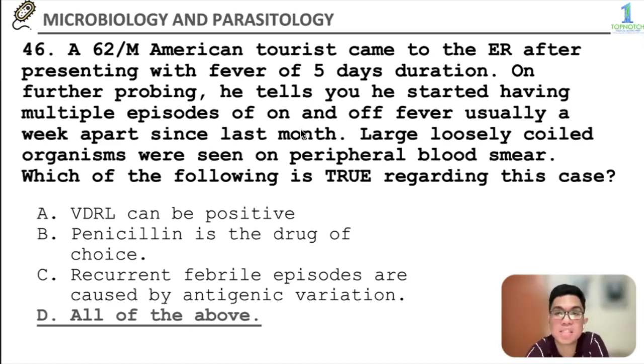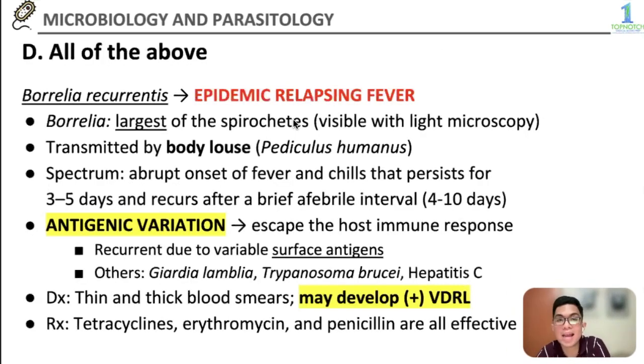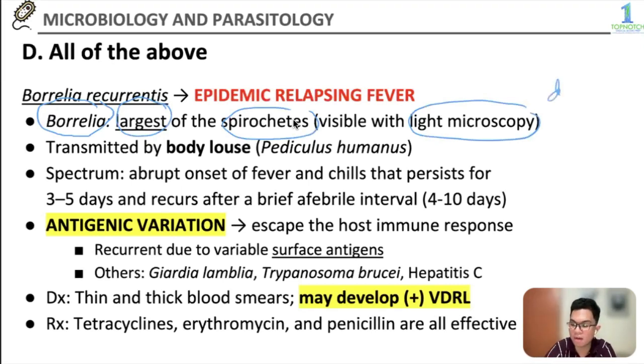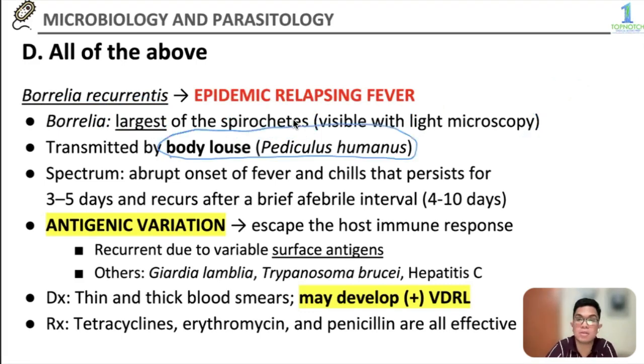So the organism responsible for this is actually your Borrelia recurrentis, which causes your relapsing fever. So Borrelia is one of the spirochetes. So yung mga spirochetes mo includes your Treponema causing syphilis, your Leptospira, and this one, Borrelia. So they're the largest and is the only one that can be seen with light microscopy. Kasi yung mga spirochetes, yung others like sa leptospirosis and syphilis, you need dark field microscopy. Okay? So Borrelia recurrentis is transmitted by the body louse, Pediculus humanus. Okay? Body louse.